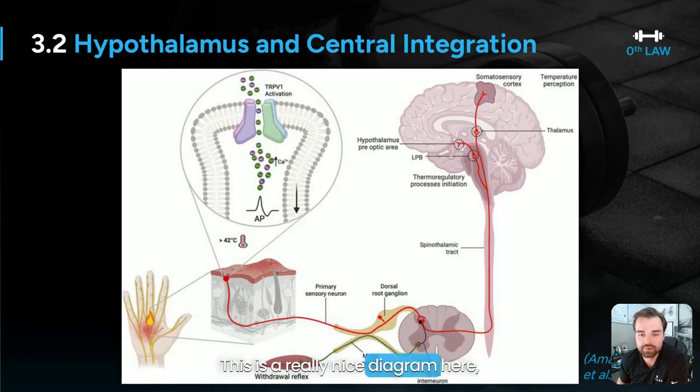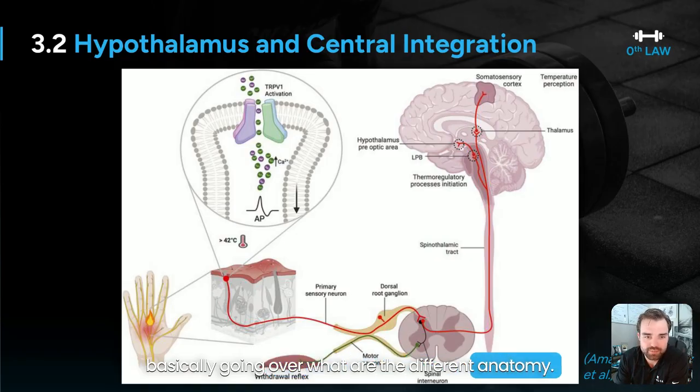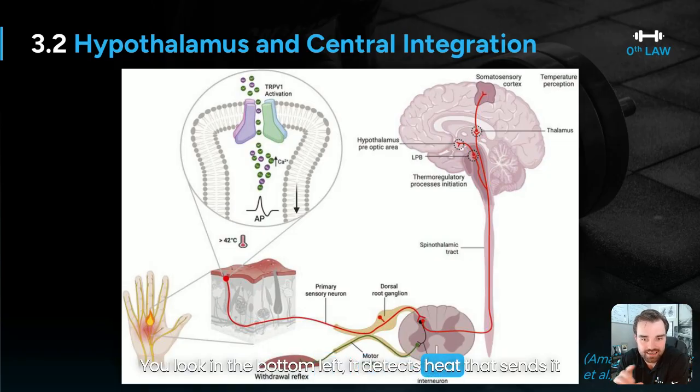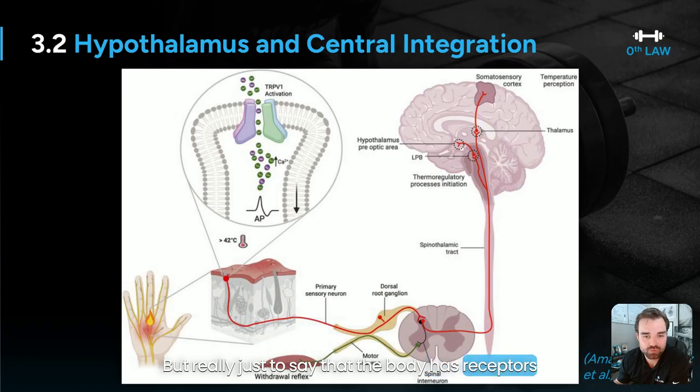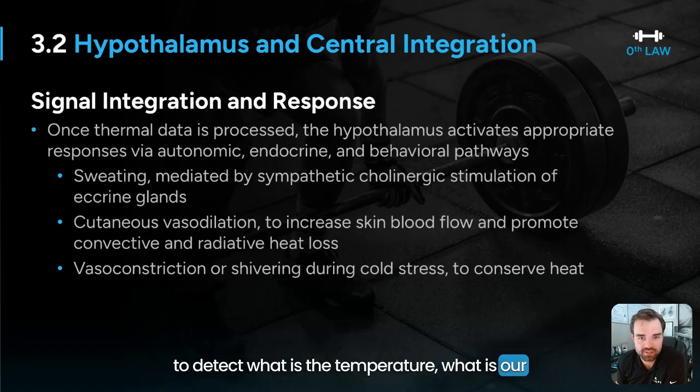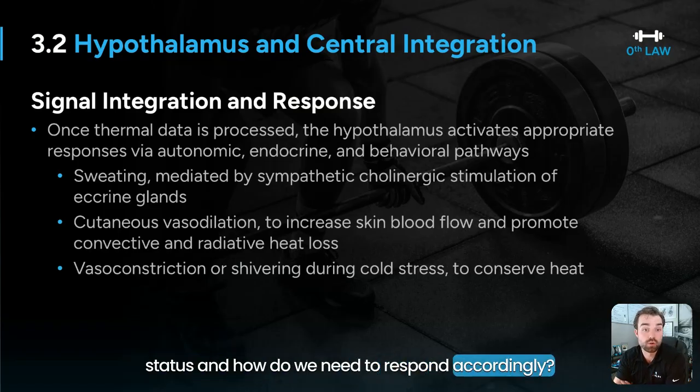So this is a really nice diagram here, basically going over what are the different anatomies. So you'll see there are receptors in the skin. You look in the bottom left, it detects heat, that sends it to the brain, and eventually in the hypothalamus detects it. There's also receptors in the core. So this is well beyond the scope of this course and certainly well beyond my scope, but really just to say that the body has receptors in different locations, sends feedback to the brain to detect what is the temperature, what is our status, and how do we need to respond accordingly.